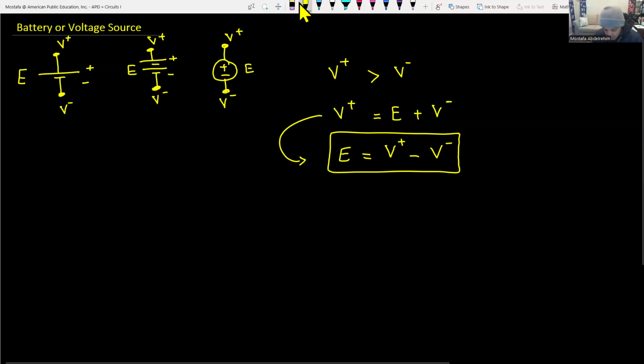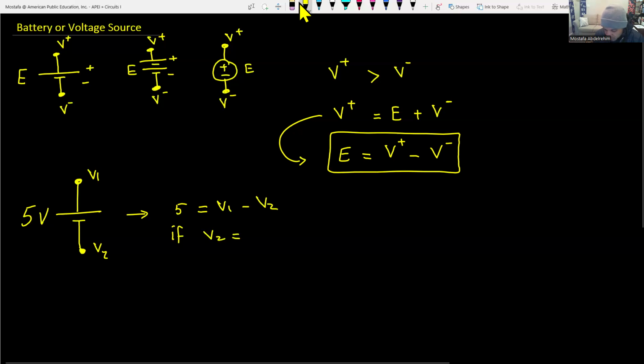So let's take an example. Let's assume a battery here is 5 volts, and this is called V1, this is called V2. That means 5 equals V1 minus V2. If V2 equals 0, let's substitute here: 5 equals V1 minus 0. So that means V1 is equal to 5 volts.